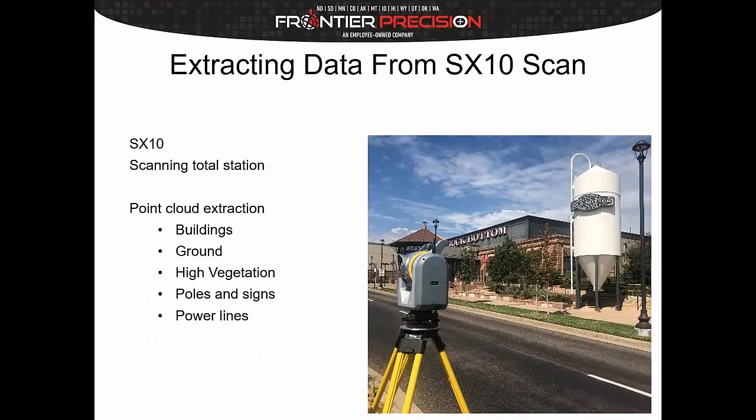After that, we're going to go ahead and extract data from the SX10. So the SX10 is a scanning total station, so it creates the point cloud. From that point cloud, they already have some preset extraction points. So that'll grab our buildings, our ground, high vegetation, which will be our trees, poles and signs, and power lines.